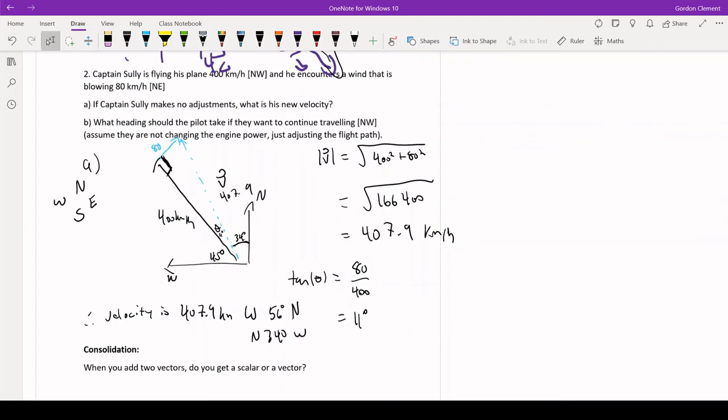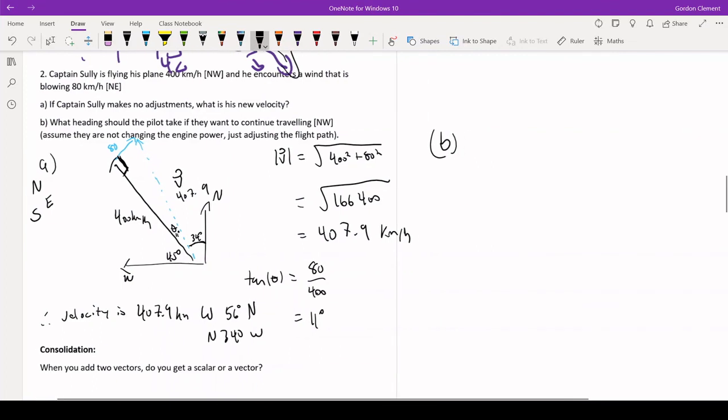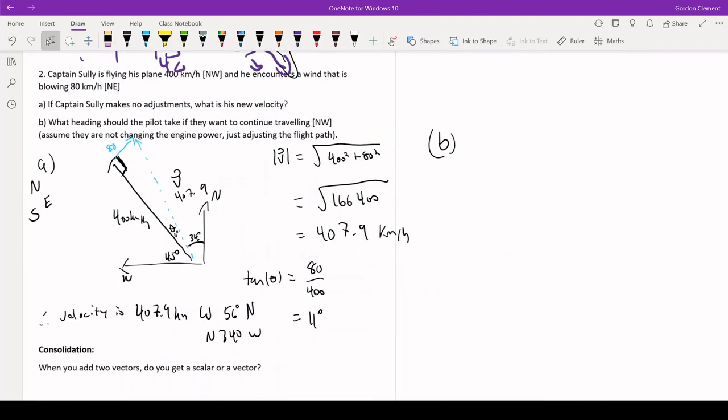Okay, that was part A. There's still a part B. I was excited. I thought I was done, but I'm not quite done. What heading, so instead, that's knocking him off course if he makes no adjustment. And so we don't want to do that. We want to keep heading northwest because that's where they wanted to go in the first place. So Captain Sully, being a great pilot, knows how to make that adjustment.